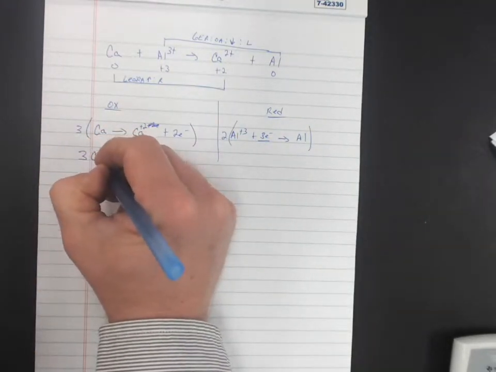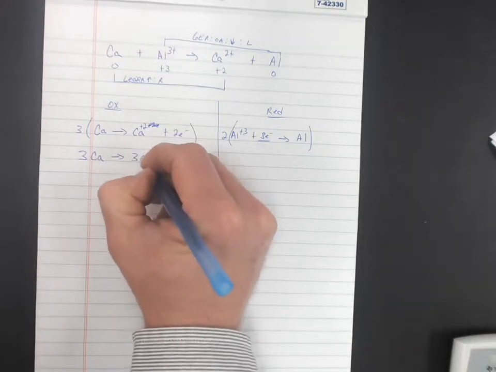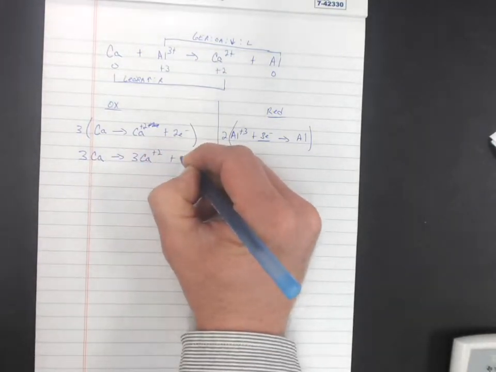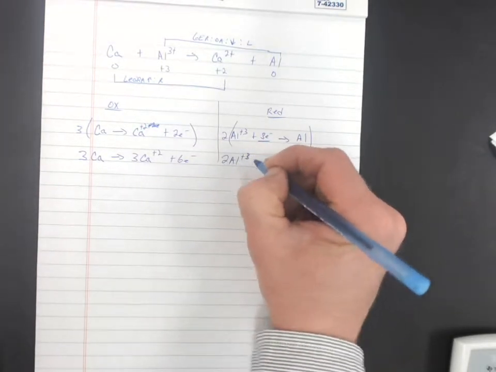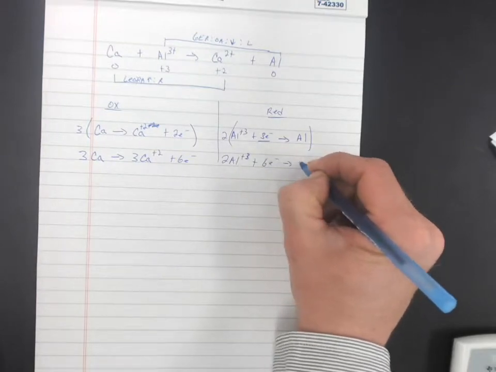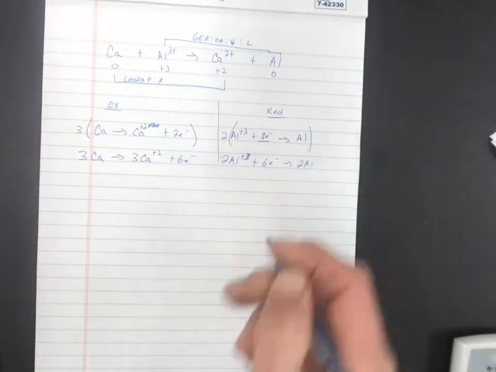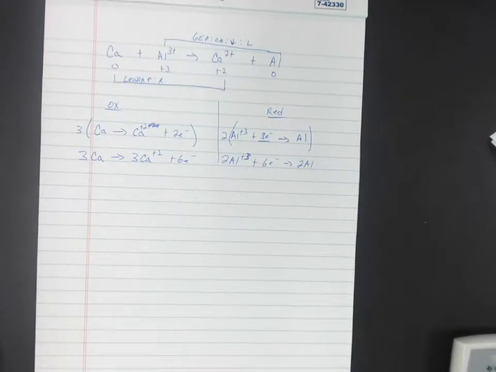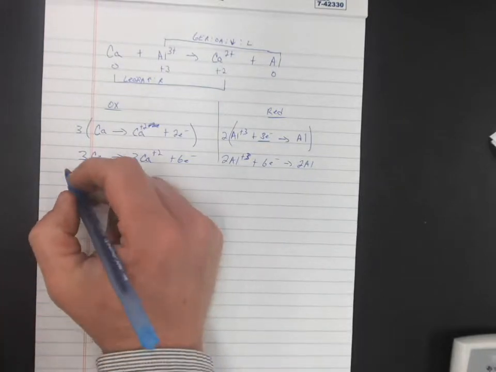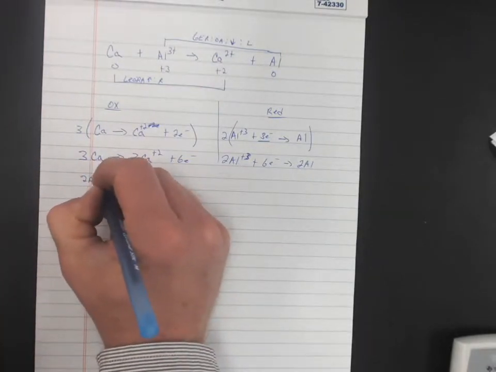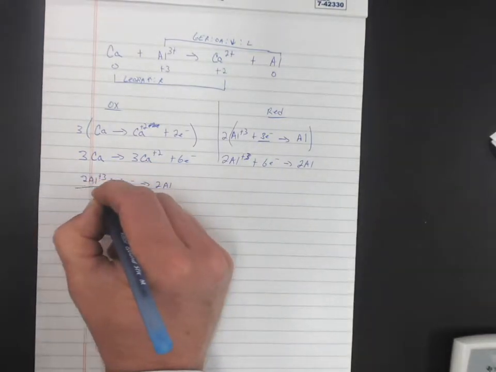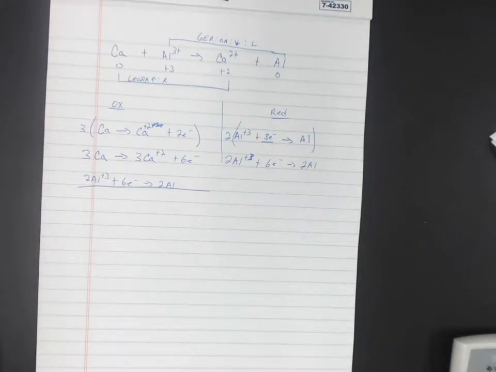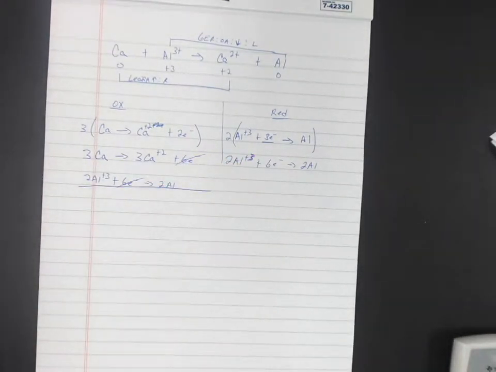We get 3Ca yields 3Ca plus 2 plus 6 electrons. Over on the right, we have 2Al plus 3 plus 6 electrons yields 2Al. Okay, Caleb, at this point, what can I do with those two half reactions? I'm going to stick one underneath the other. We can get rid of the electrons because they are the same on either side of the arrow. So our electrons get canceled out.